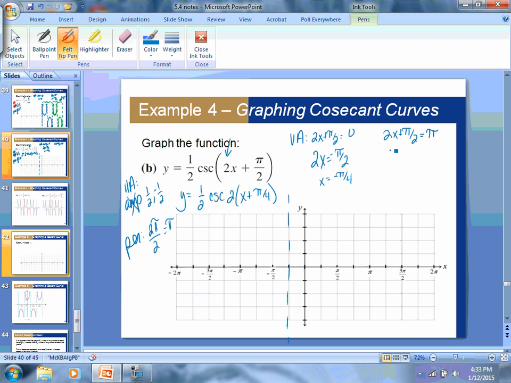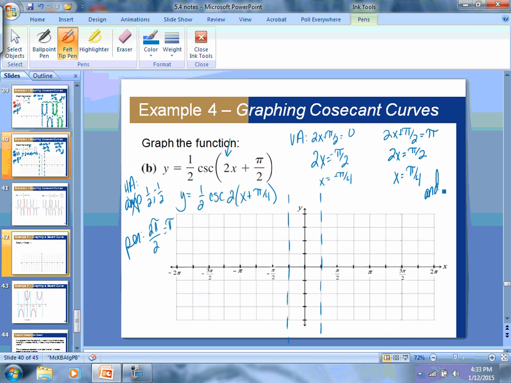Now over here, I'll have 2x equals, I'm going to subtract the 1/2 pi. So pi minus a half pi is going to be pi over 2. And then I divide by 2, so I get pi over 4. Okay, so here's my other pi over 4. Now those are my first 2 of the 3 vertical asymptotes that I need. So remember, you have to do one more.